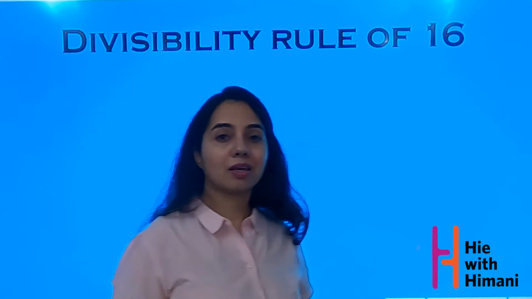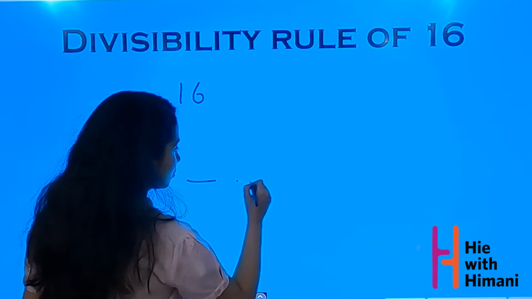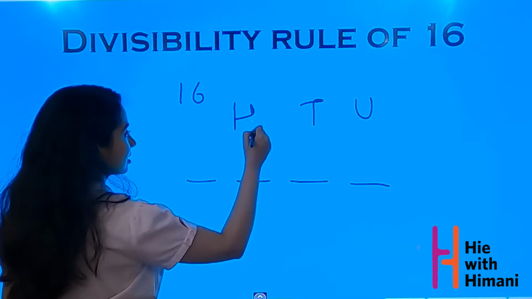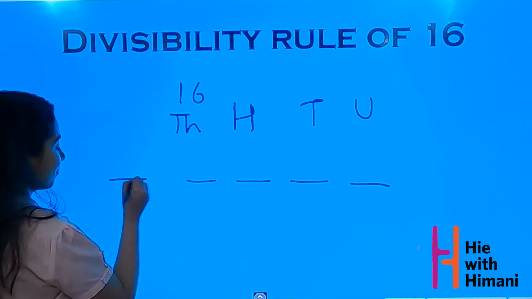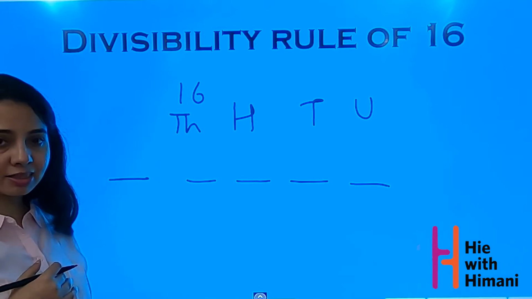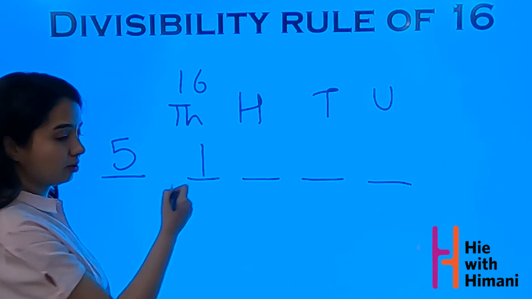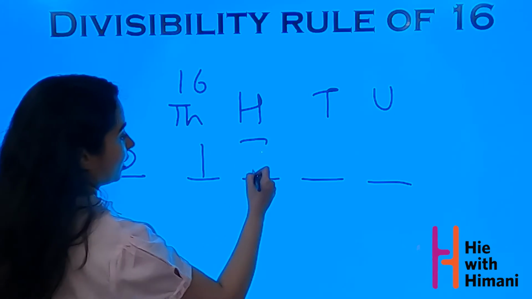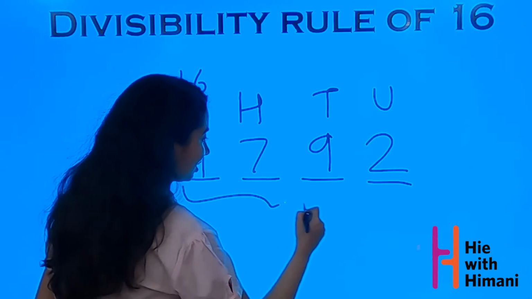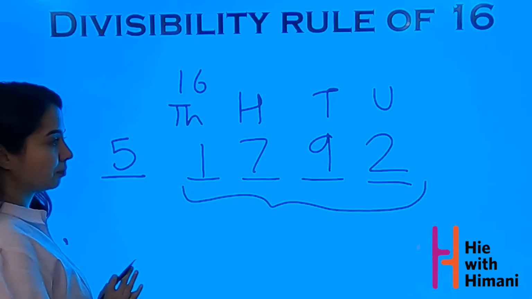So for 16, we have to check the last 4 digits: 1, 2, 3 and 4. That is the units place, the tens place, the hundreds place and the thousands place, irrespective of what the numbers lie over here. So here I have this number 5, 1, 7, 9, 2. I have already done my homework and I have already checked that this 1792 is already divisible by 16.